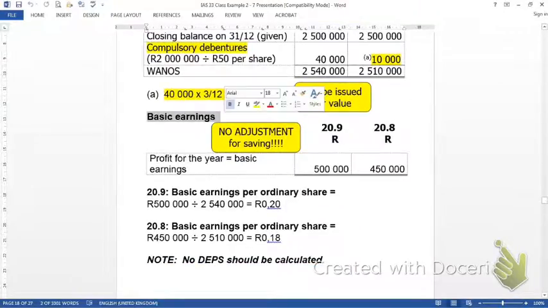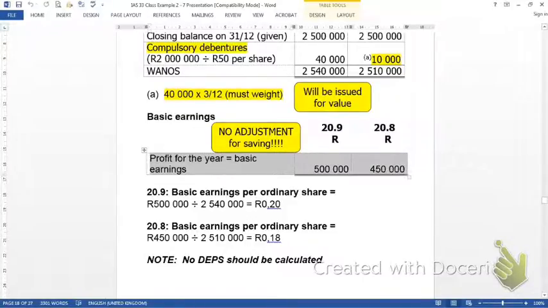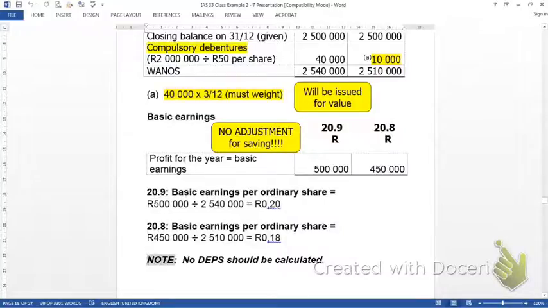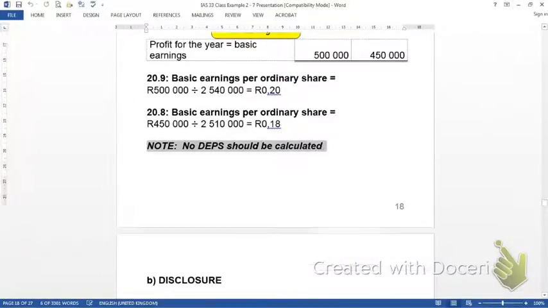Then we calculate the basic earnings. And as we said in our theory, there's no adjustment to the earnings. We consider these shares to have been issued and they are deemed to be in issue already, and there's no adjustment to the basic earnings for these shares. That brings us to the calculation of the basic earnings per ordinary share. Note there is no dilution because these shares have already been taken into account as shares.